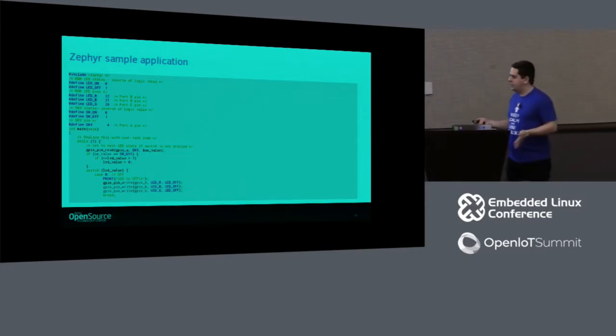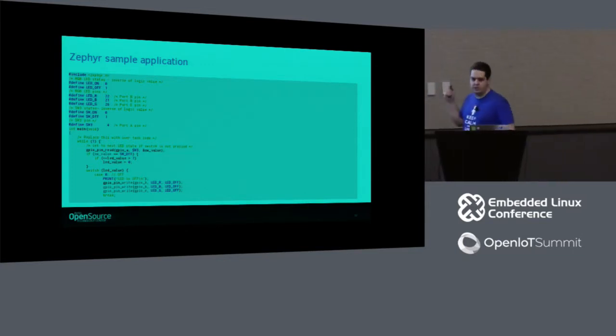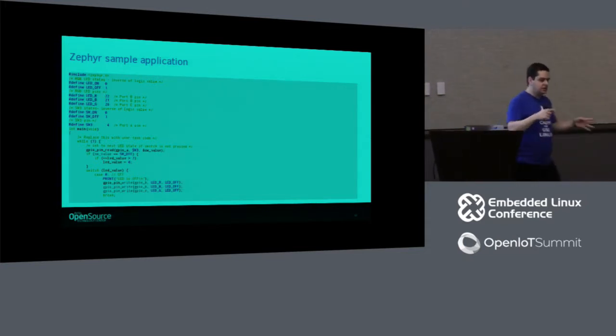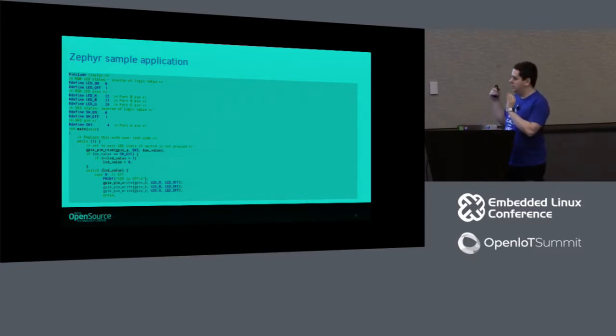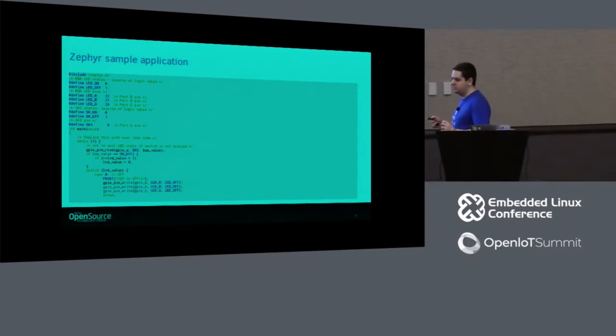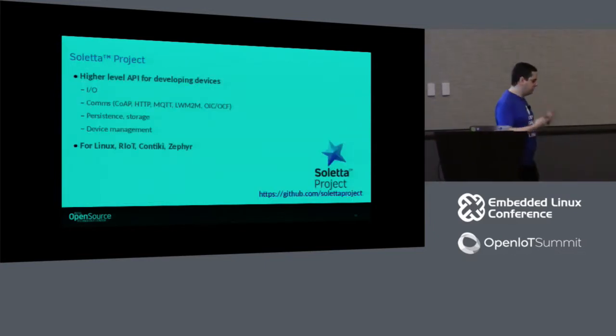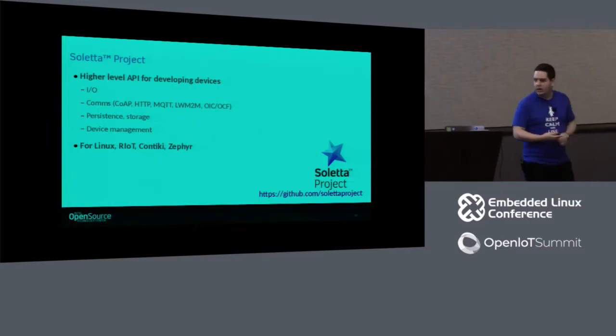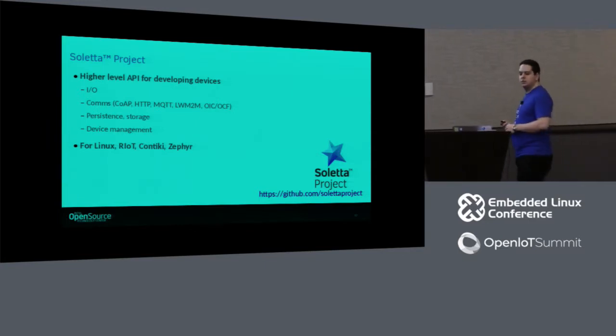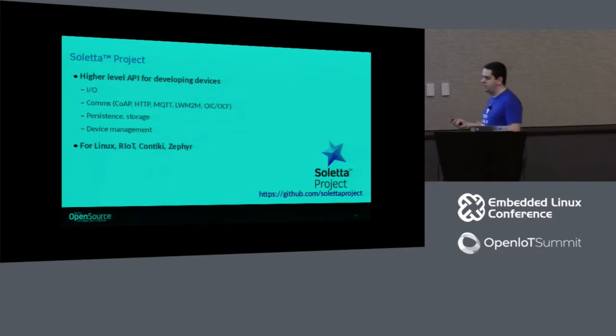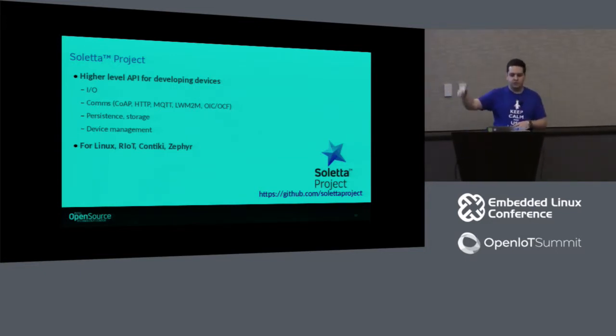But this actually goes against what I said about ease of development. This is a trade-off. I'm trading off my ease of development for the space that I have available to use. So if I need to go one step further and just want an easier way of development, I might use the Solita project. It's a higher level API for developing those devices. It sits on top of Zephyr, but also on top of Contiki and Riot. It also runs on Linux.